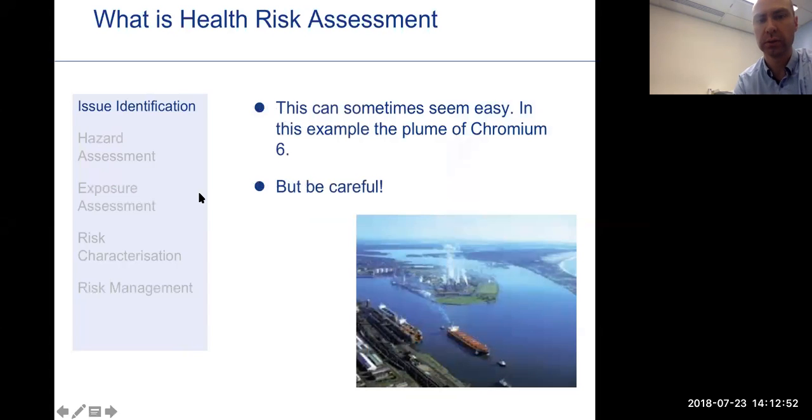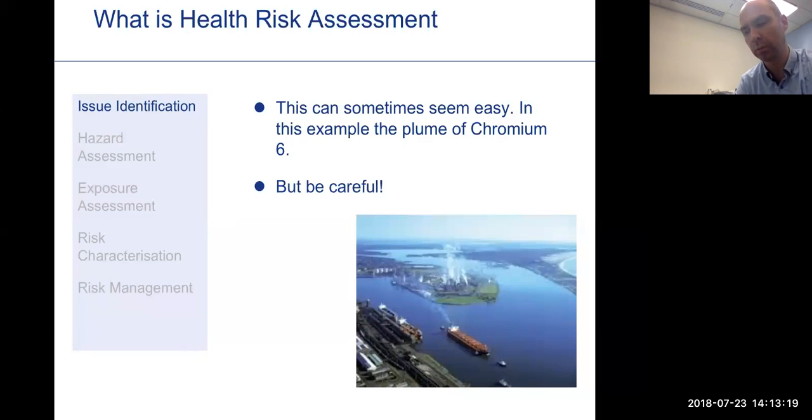So just to use this structure for this example, the first is the issue identification. And you can read in a little bit more detail what this means in that text. But essentially, like it says, you're trying to identify what the issue is. Now, sometimes people tend to jump through this issue and think that they understand perfectly what the issue is. So here you would say, oh, well, it's easy. It's the plume of chromium-6 moving across Stockton.